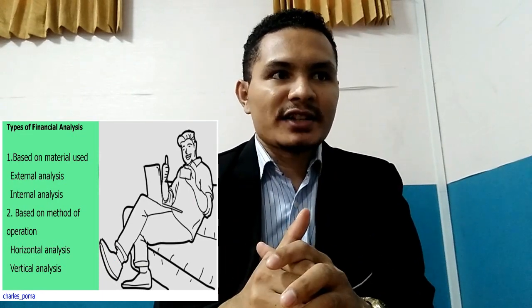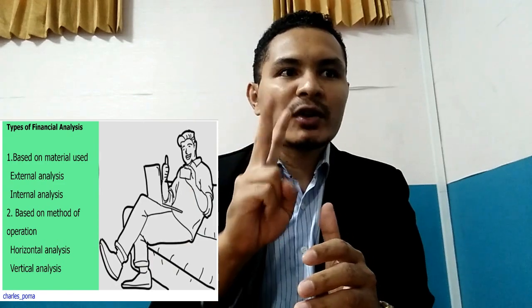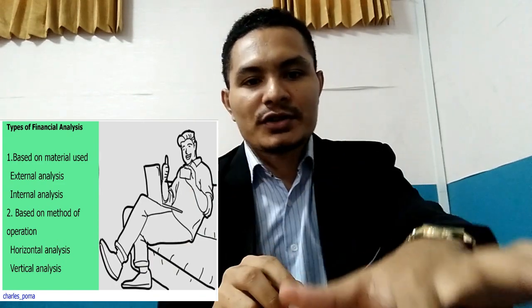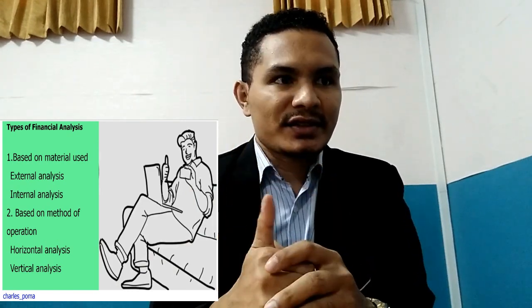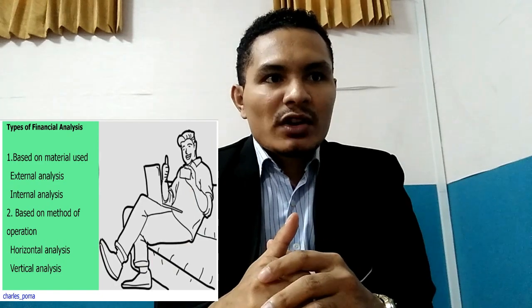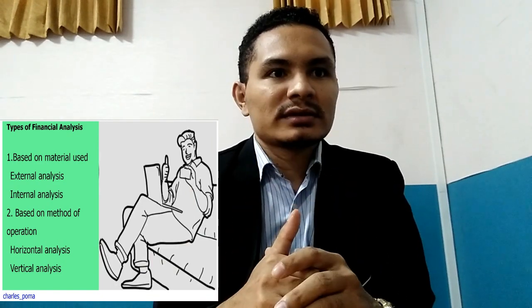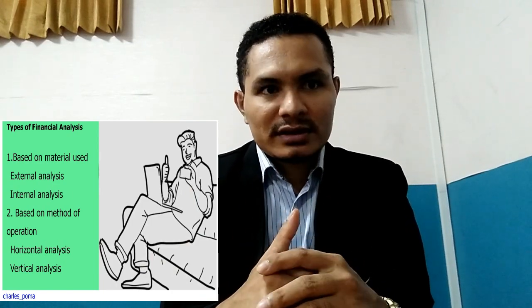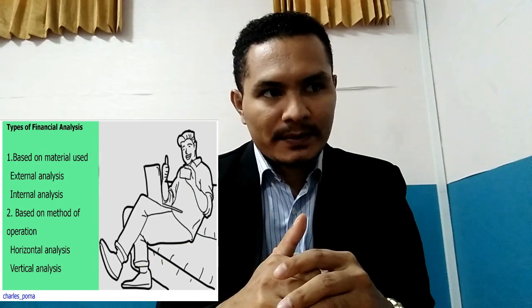Types of financial analysis. Analysis of financial statements may be broadly classified into 2 important types: first, on the basis of material use, and second, on the basis of methods of operation. Based on material use, first, external analysis. External analysis is very useful to understand the financial and operational position of the business concern. External analysis mainly depends on the published financial statements of the concern. This analysis provides only limited information about the business concern.